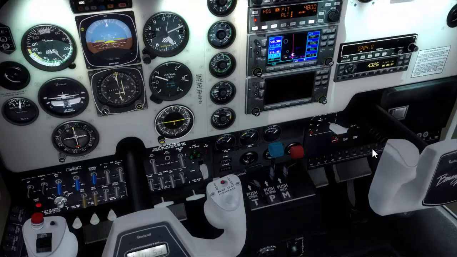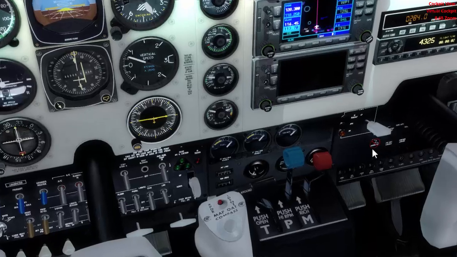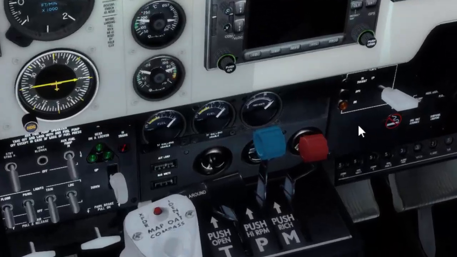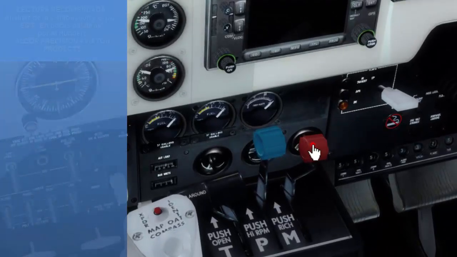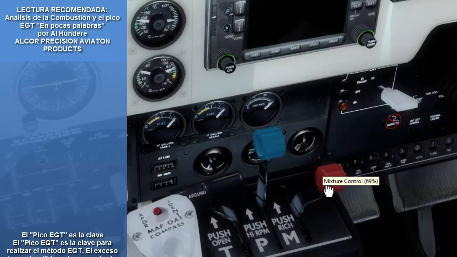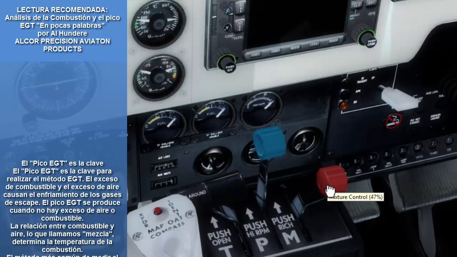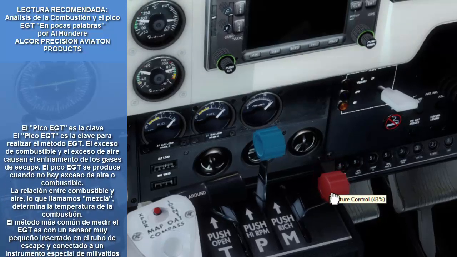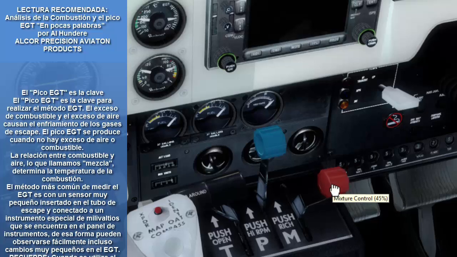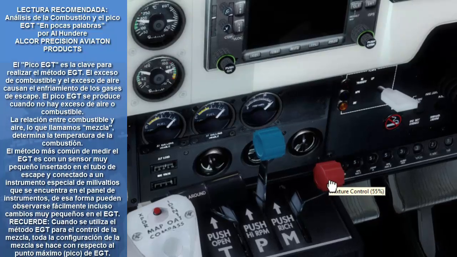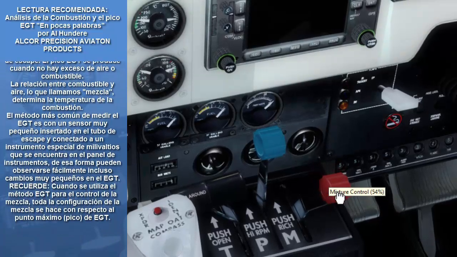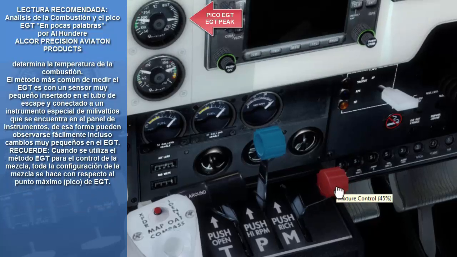We need to check out also the air pressure and our RPM, okay, and of course the fuel tanks are nice. I will lean a bit the mixture to calculate the EGT peak, okay. There is a very nice document I want you to read about combustion analysis, and that document is from Alcor Precision Aviation Products.